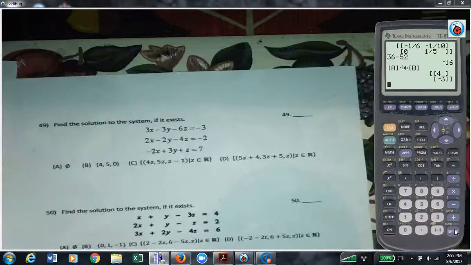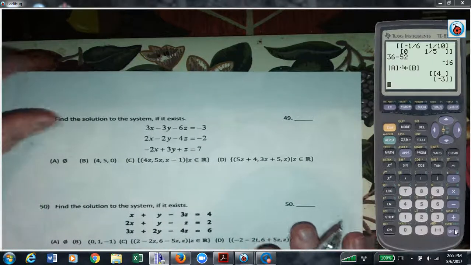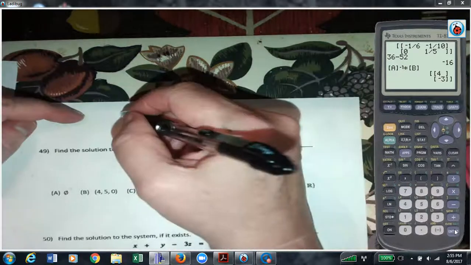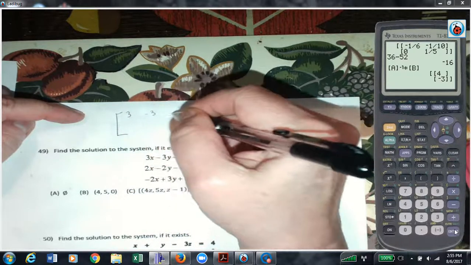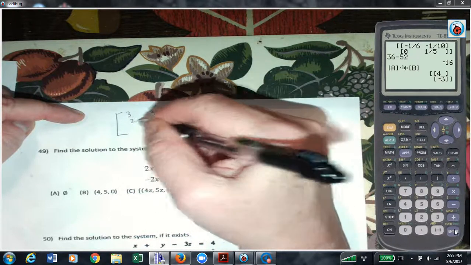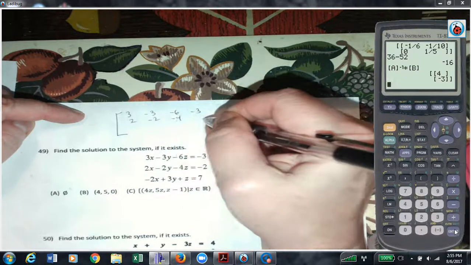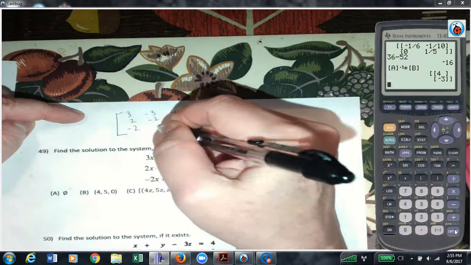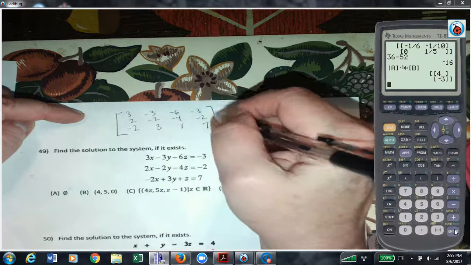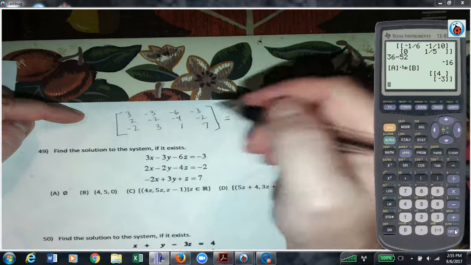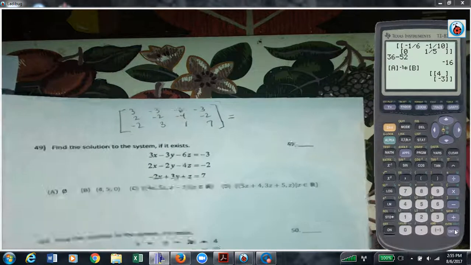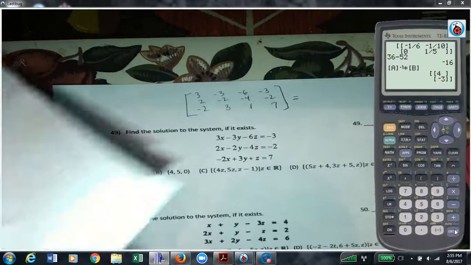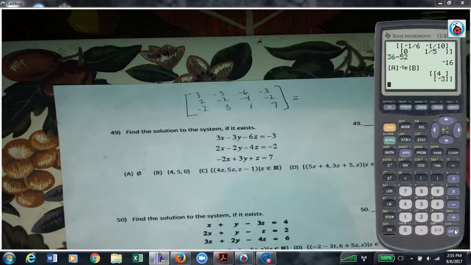49, find the solution if it exists. So I'll use the augmented matrix. Now, what I want to say before I finish is, these are problems that I've put together from previous exams. This was never an actual previous exam, okay? I put this practice exam together on purpose.